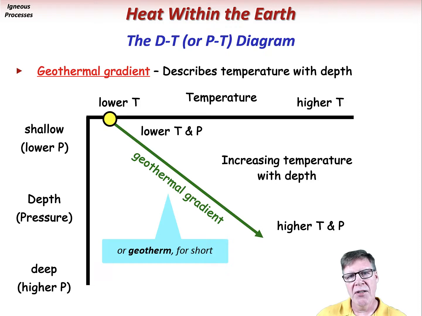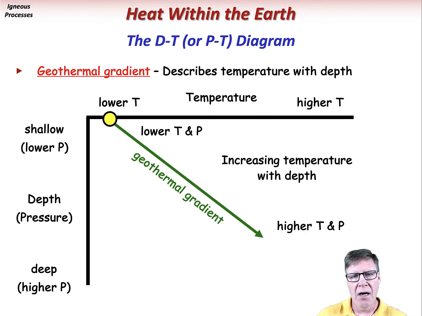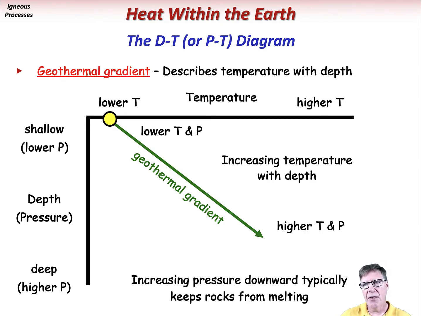For any given geologic area, the geothermal gradient defines the temperature profile with depth. Not only does it get hotter with depth, but the pressure increases as well. The increasing pressure with depth typically keeps rocks from melting. Thus, rocks of the Earth's crust and mantle might be really hot, but they're still solid due to the extreme pressure.